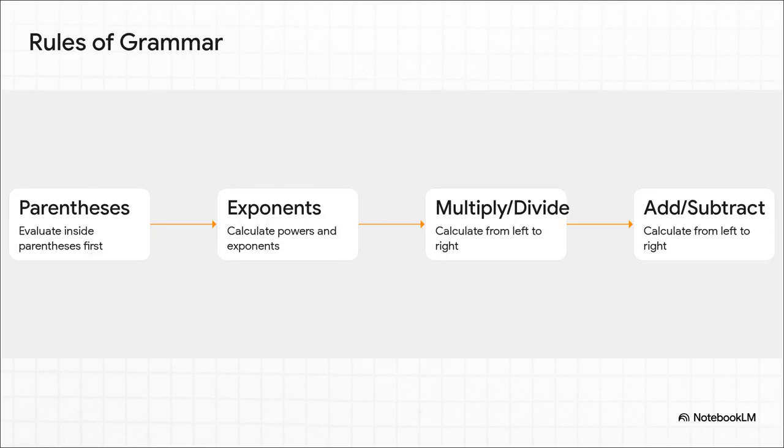But just like punctuation completely changes the meaning of a sentence in English, math has its own rigid punctuation rules. The order of operations is the absolute, unbreakable grammar rule that dictates the correct answer. You literally have to follow the steps. Parentheses first, then exponents, then multiplication and division moving from left to right, and finally addition and subtraction from left to right. If you ignore this grammar, your mathematical sentence is going to make absolutely zero sense.